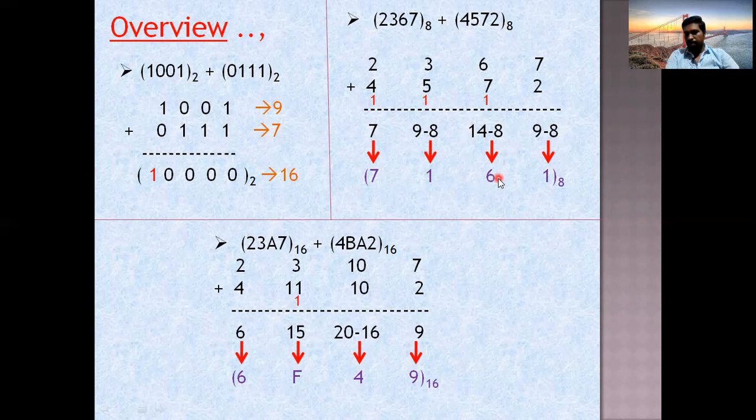Only one thing to remember: in the case of octal or hexadecimal, you find whether your result is within the range or not. If your result is not in the range, you go on subtracting the base value. Octal means subtract 8. Hexadecimal means subtract 16. You continue the process until your result comes within the range. Okay, so then that will lead to your correct answer.